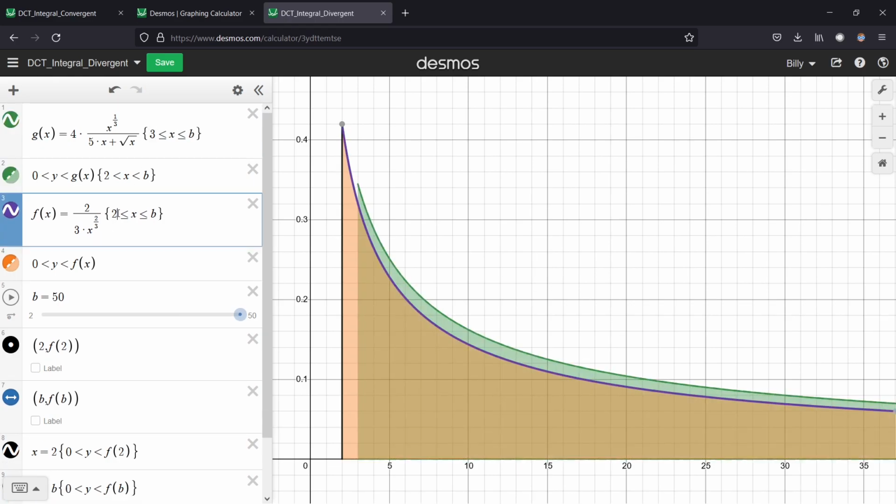And I'm just changing here the bounds. The lower bound should be 3, not 2. So this is matching the problem.